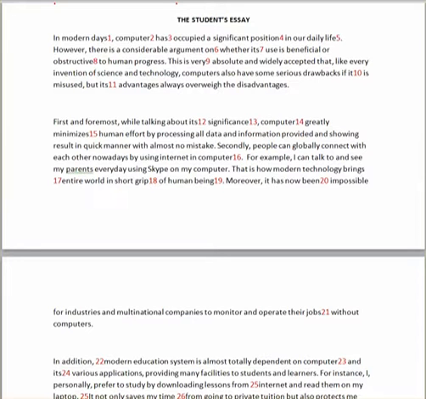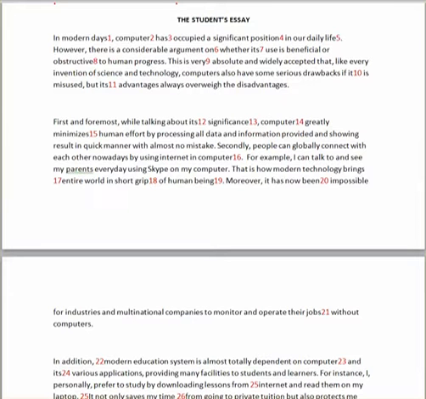I'm going to read the essay as the student has written so that you can hear the problems. In modern days, computer has occupied a significant position in our daily life. However, there is a considerable argument on whether its use is beneficial or obstructive to human progress. This is very absolute and widely accepted that, like every invention of science and technology, computers also have some serious drawbacks if it is misused, but its advantages always outweigh the disadvantages.